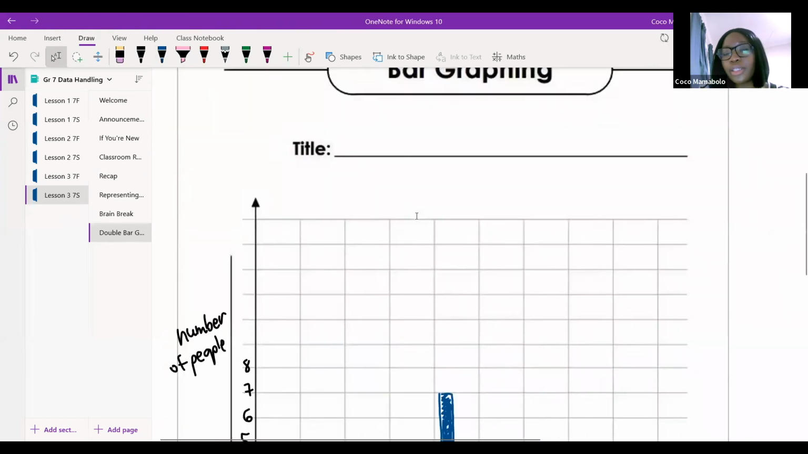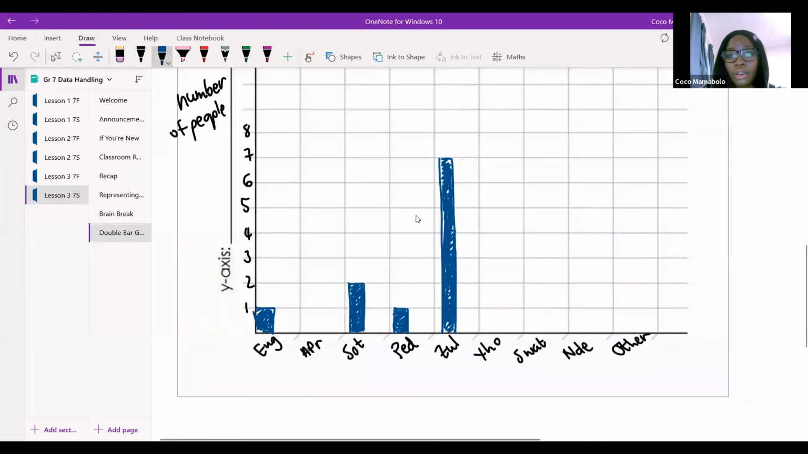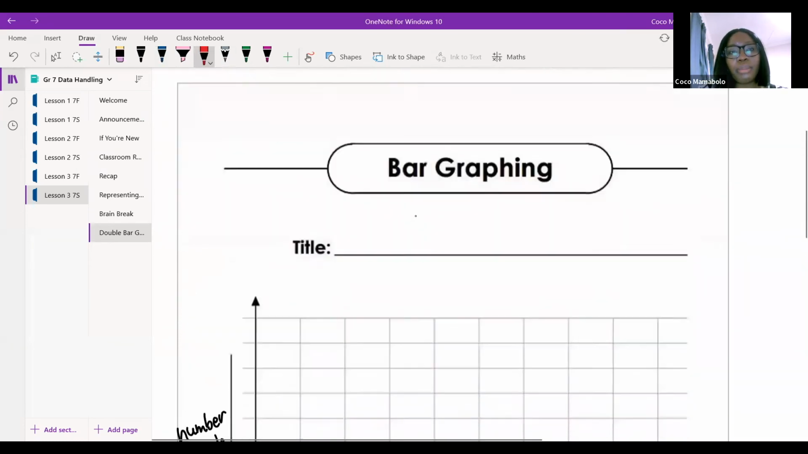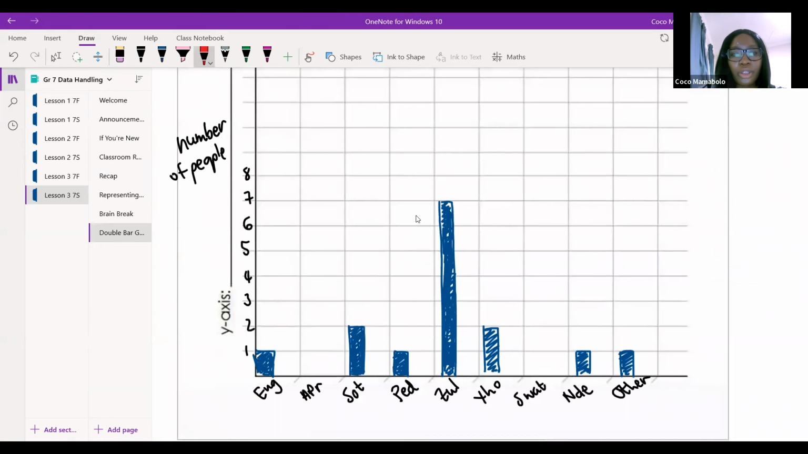Okay, 2 for isiXhosa and then 1, 1. 2 for Xhosa. And nothing for Swati, 1 for Ndebele, and 1 for other. Okay, then let's look at the girls' numbers. 4 for English, 1 for Afrikaans. So for English, I'm going to go all the way there.